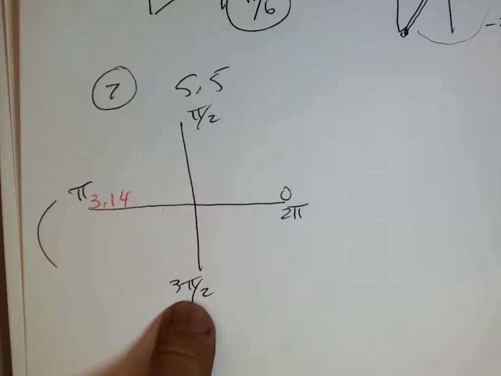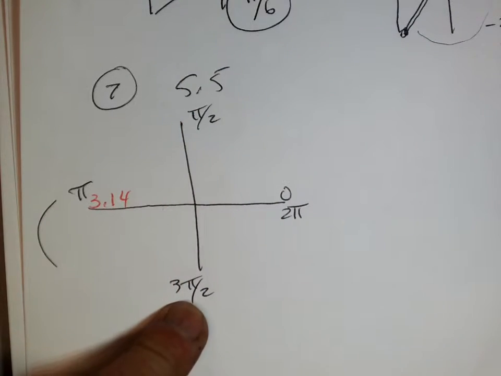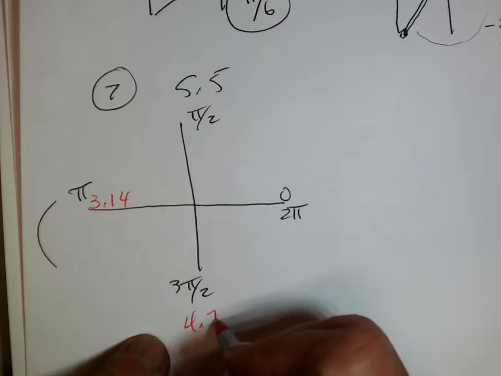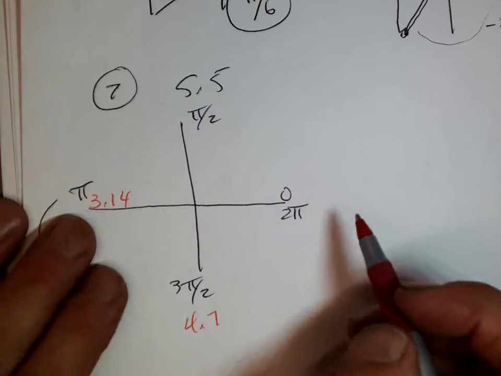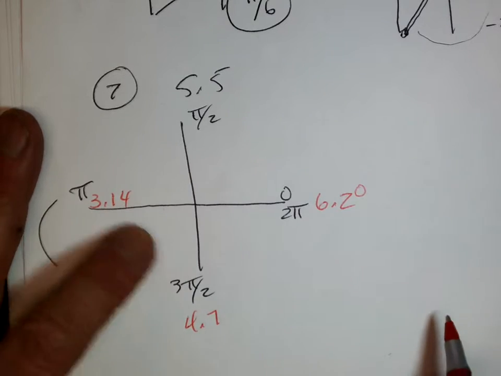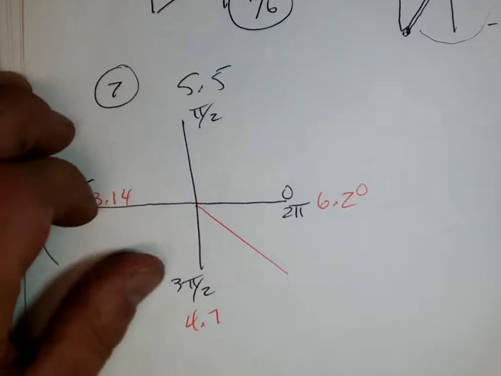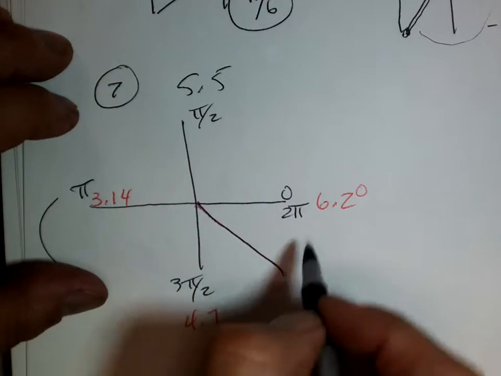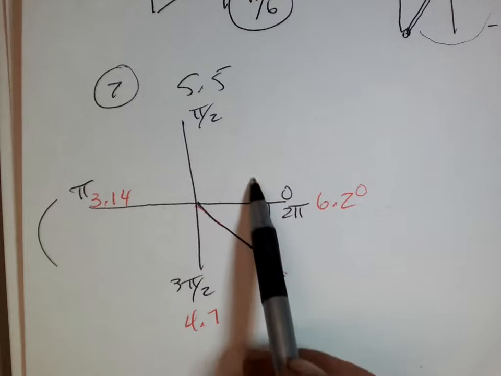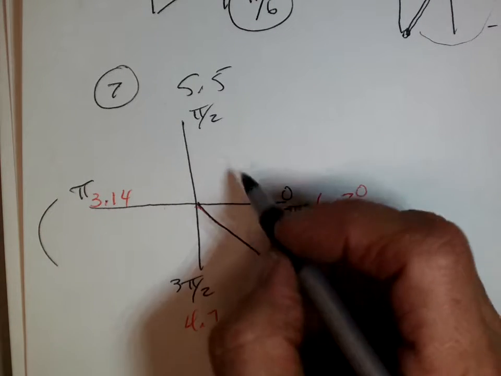So 3 pi halves, so I just take 3 times pi divided by 2. I get about a 4.7, so we'll put a 4.7 here, okay? And then finally, 2 pi has got to be about a 6.28. So 5.5 is going to be somewhere in here. I know 5.5 is more than 3.14, more than 4.7, but not quite 6.28. So my angle is here, okay?